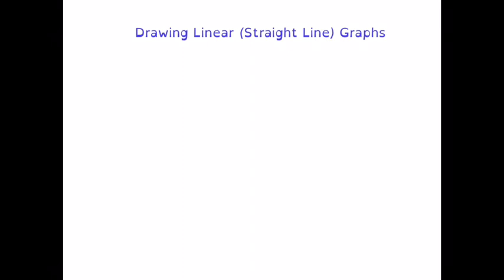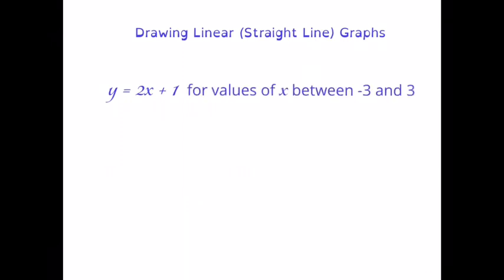So for example, you might be asked to draw the graph of y equals 2x plus 1. And the question might also say something like, for values of x between -3 and 3. This just means that your line needs to start where x equals -3 and end where x equals 3.